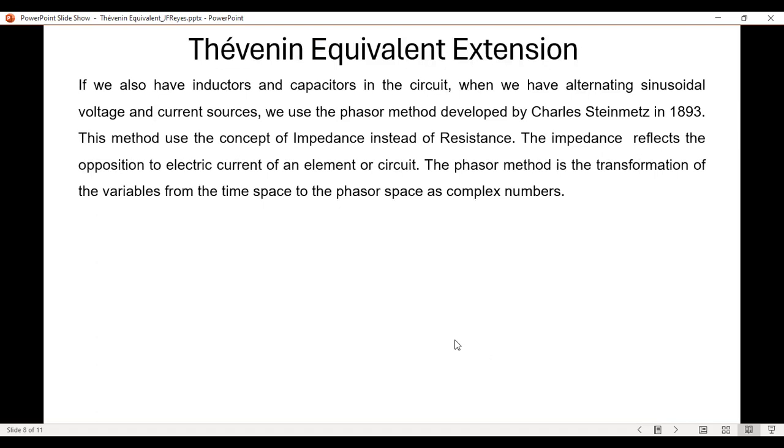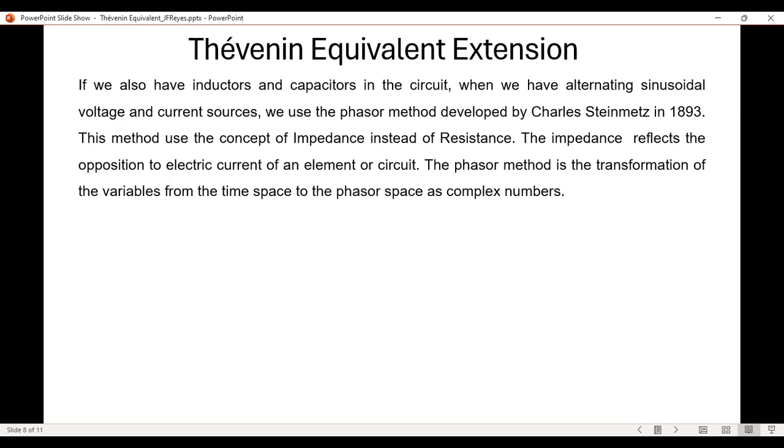Now, if we also have inductors and capacitors in the circuit, which is the case when we have alternating sinusoidal voltage and current sources, we use the phasor method developed by the German electrical engineer Charles Steinmetz in 1893. This method uses the concept of impedance instead of resistance. The impedance reflects the opposition to electric current of an element or circuit.